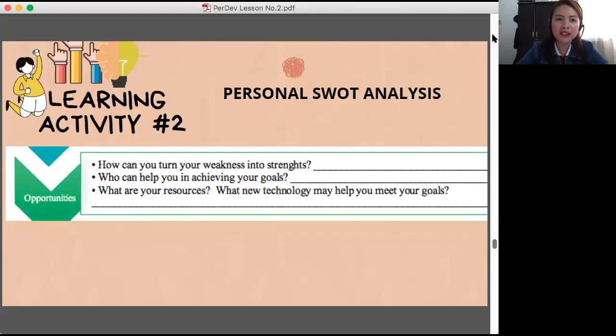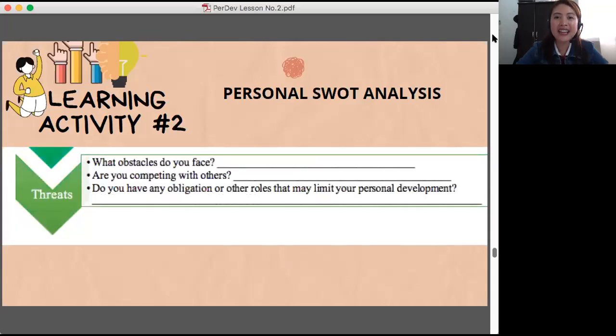For opportunities, how can you turn your weakness into strengths? Who can help you achieving in your goals? What are your resources? What new technology may help you to meet your goals? So that's the opportunities. For threats, what obstacles do you face? Financial aspect, your physical, like you are short and can't reach things pag nakalagay sa higher place. Your family, your friends.